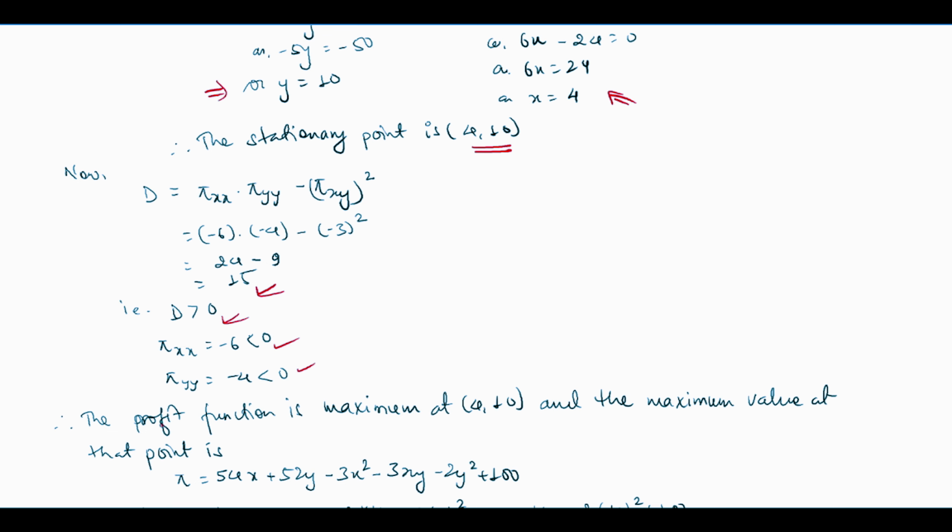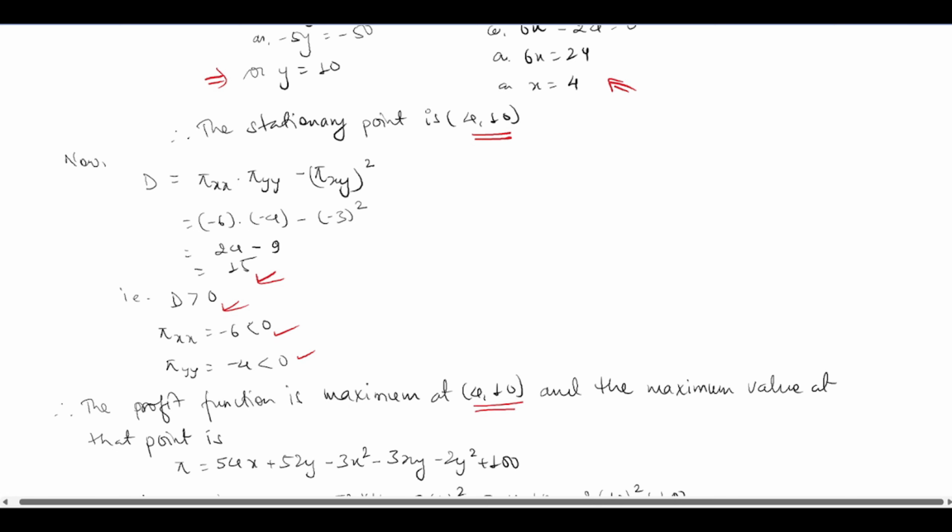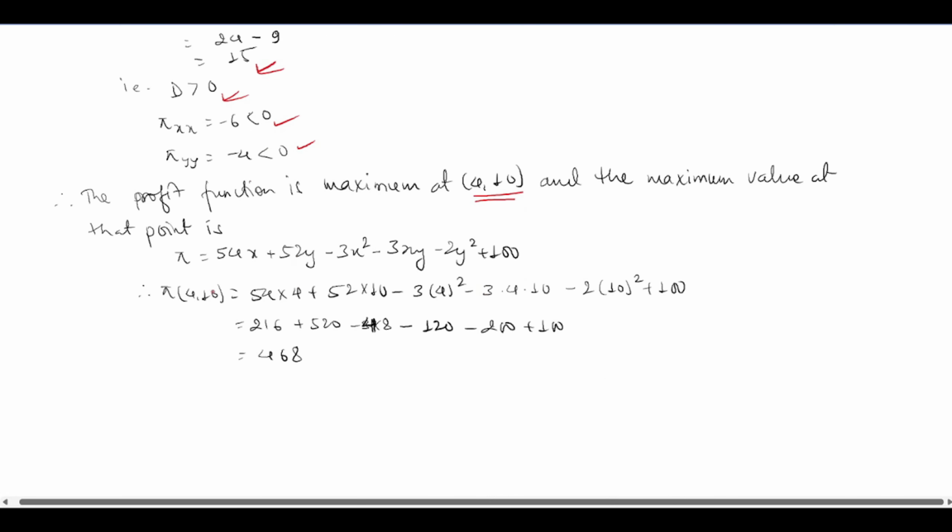Therefore the profit function is maximum at this point 4 comma 10, and the maximum value at 4 comma 10 is obtained by substituting the values of x and y in the profit function, that is pi is this one. And finally, the profit is obtained as 468.